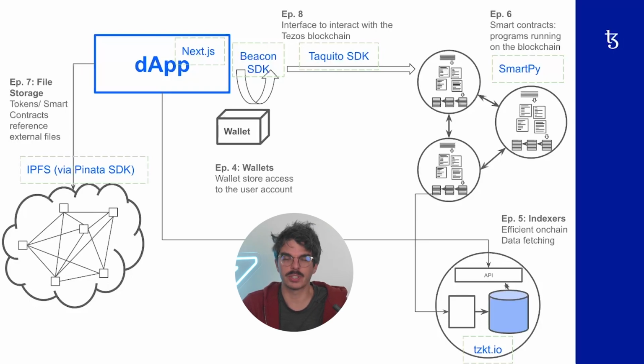Here we are again at our favorite architectural diagram. And as ever, we're just going to use this as a point of reference so that we know where within the architecture we're looking at today. So you can see down here in the bottom left, episode 7, file storage. And this icon on the left here represents IPFS or a similar distributed file storage solution. The diagram also mentions that our dApp talks to IPFS via the Pinata SDK. This isn't always the case, to be clear, and I will explain when we would use Pinata and when we wouldn't.